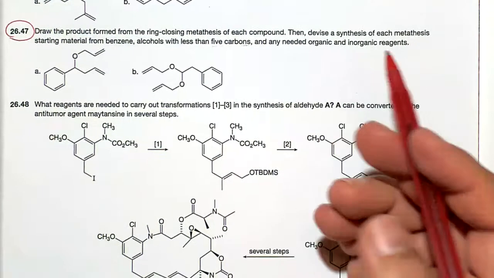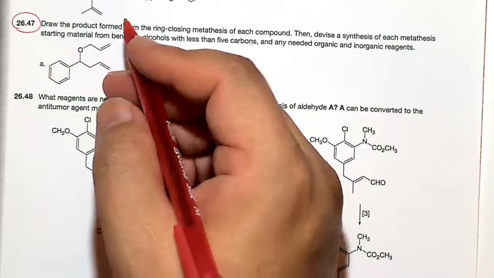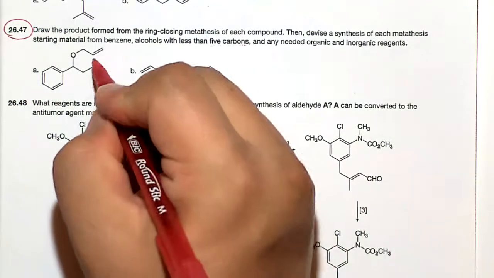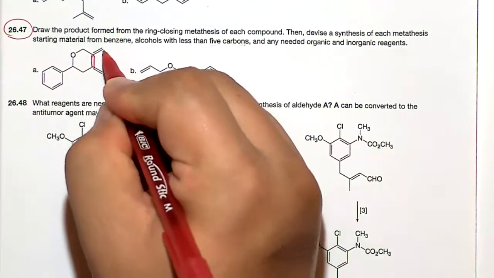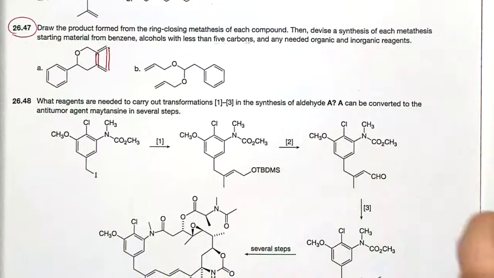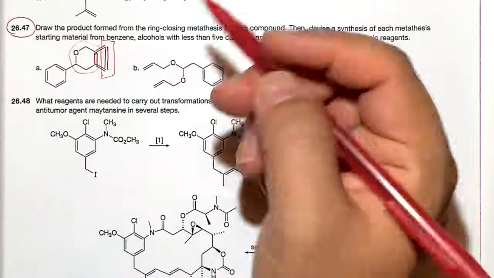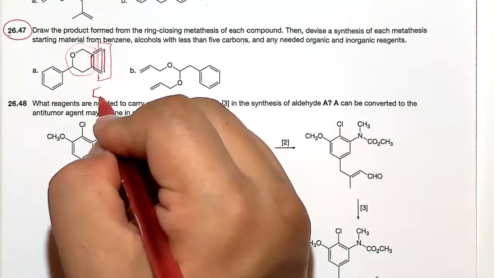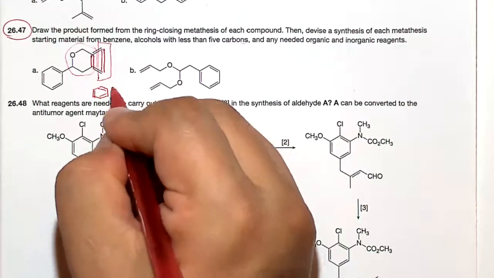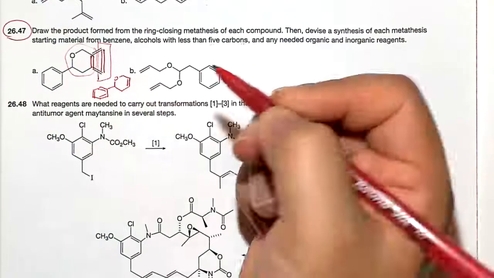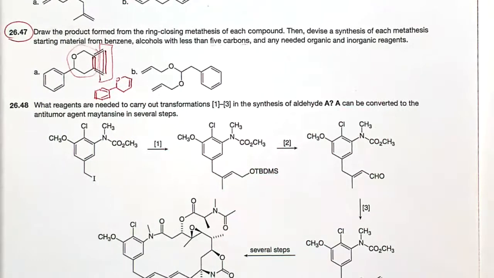Okay, first of all, the product of ring closing metathesis will be double bond over here, and this will leave. This will make ring. So the product is benzene ring and this double bond over there. That's the product.